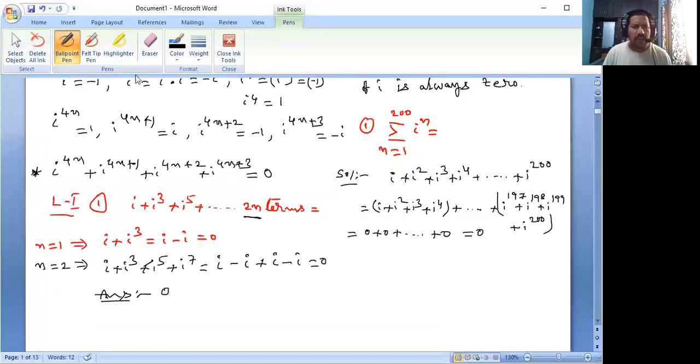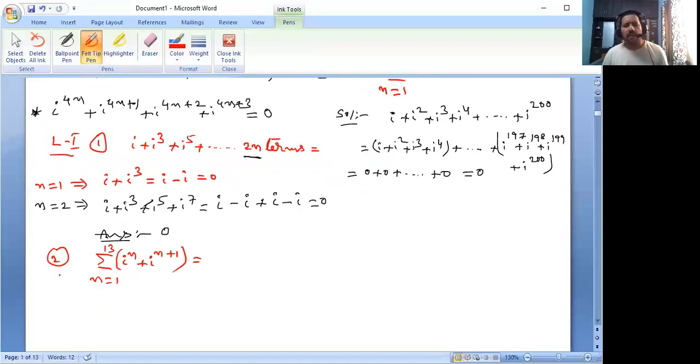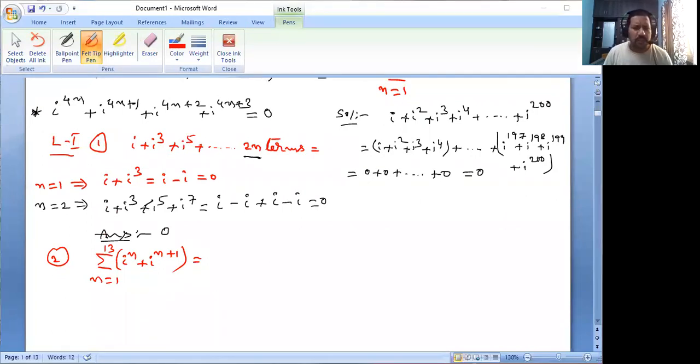Next, go to the second question. They are given like this: sigma n is equal to 1 to 13, i power n plus i power n plus 1. So we need to find the sum of these values. How to find? Second question, how to do this?